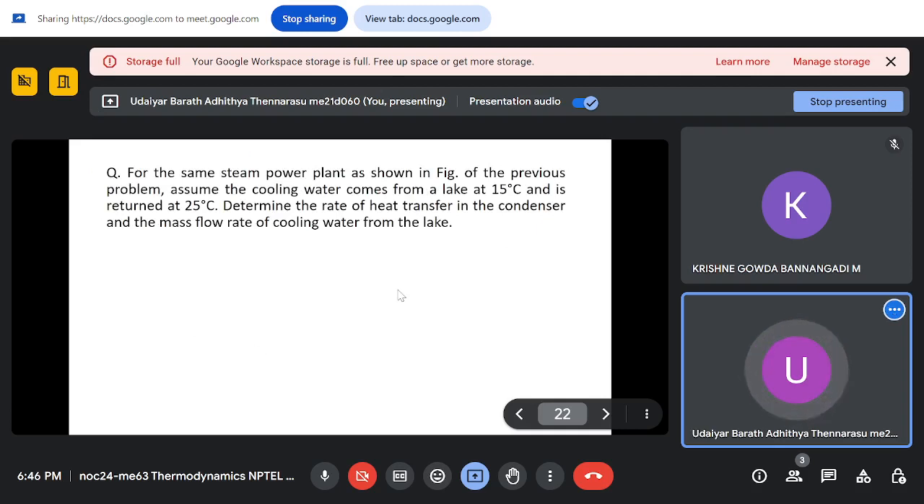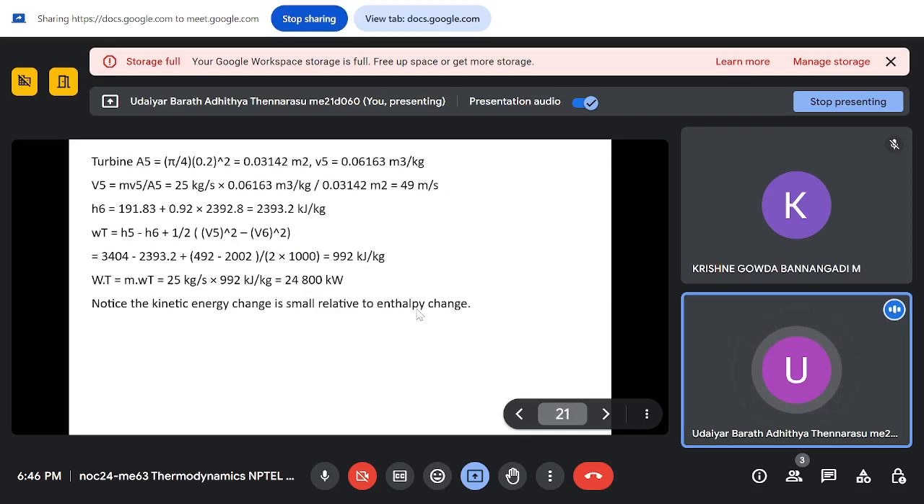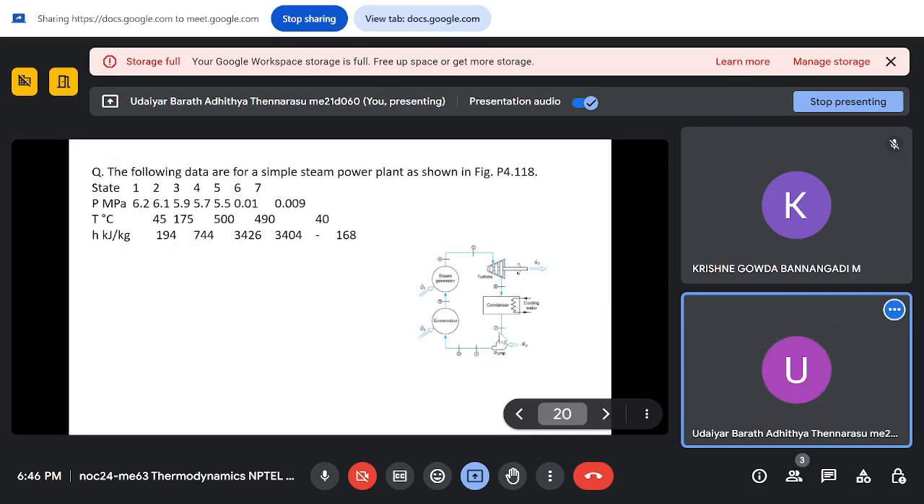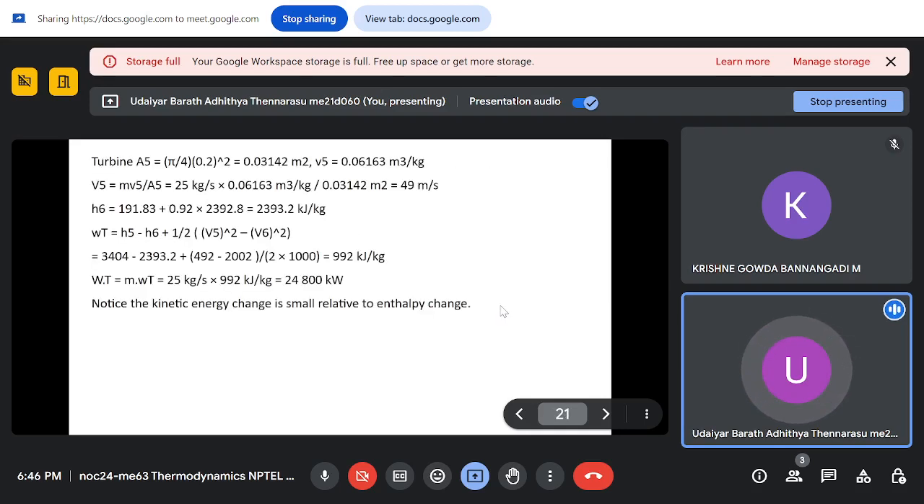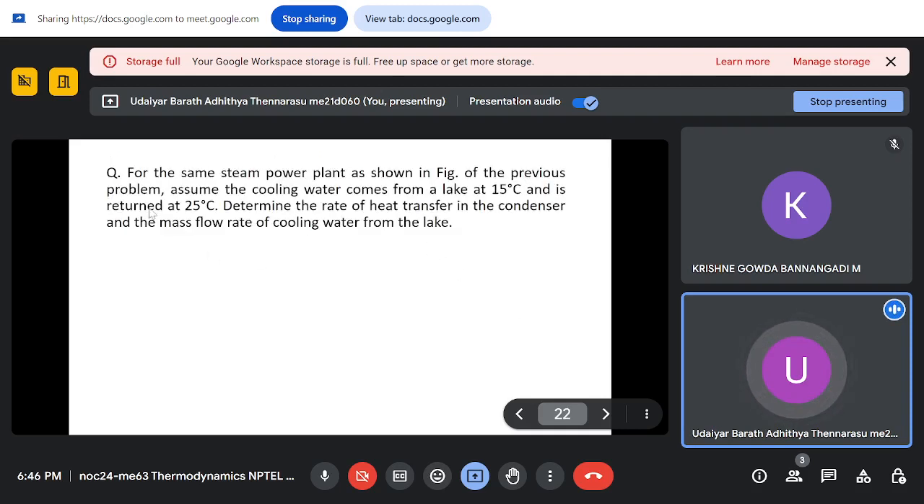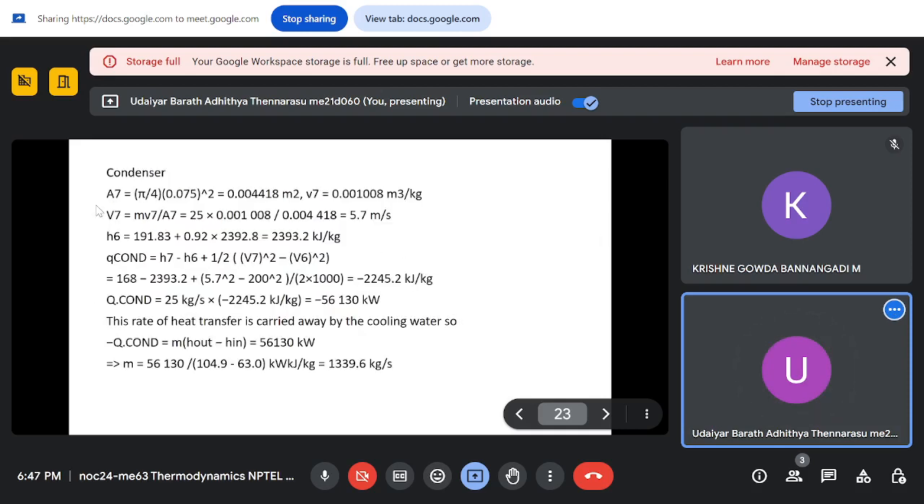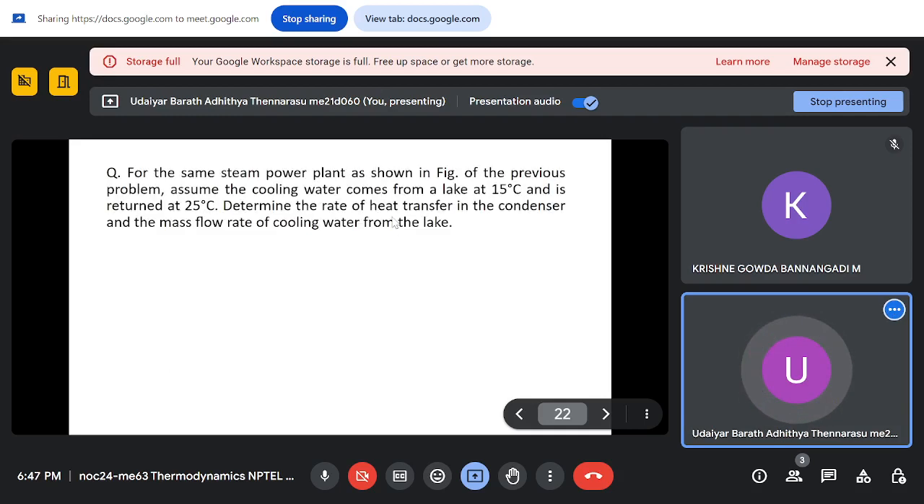The next question is, for the same steam power plant as shown in the figure of the previous problem, assume the cooling water comes from a lake at 15 degrees Celsius and is returned at 25 degrees Celsius. For the condenser, inlet and exit are given. Determine the rate of heat transfer in the condenser and the mass flow rate of cooling water from the lake. Similarly, in the condenser, you apply the steady flow energy equation.